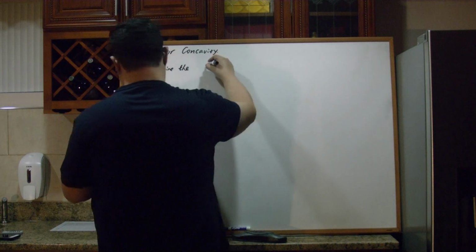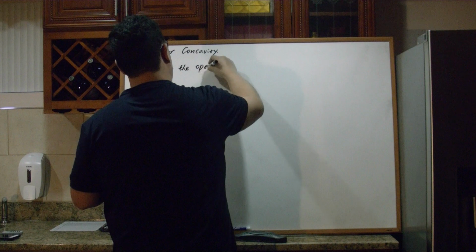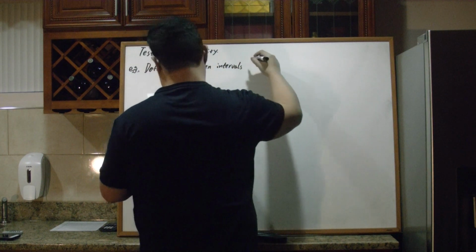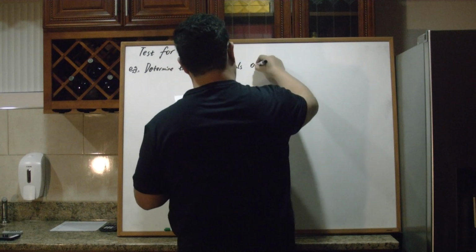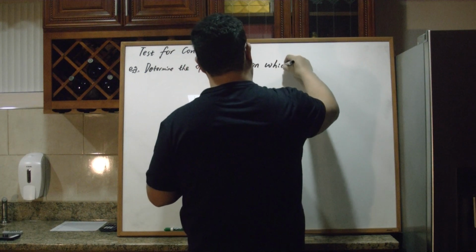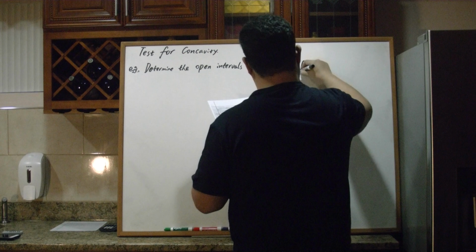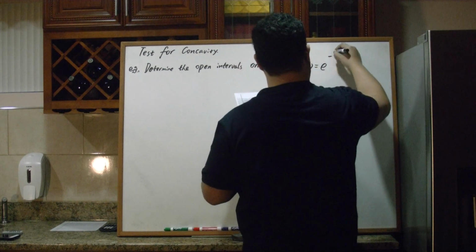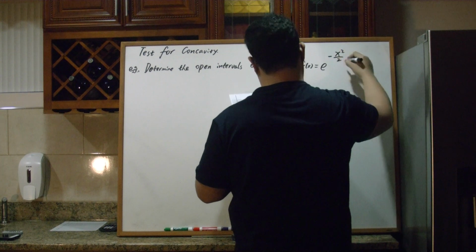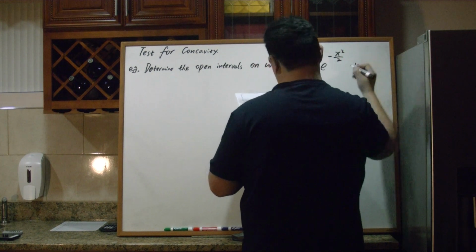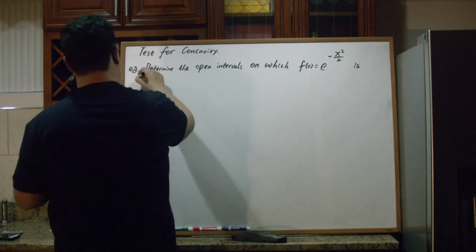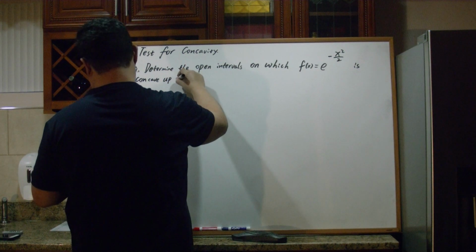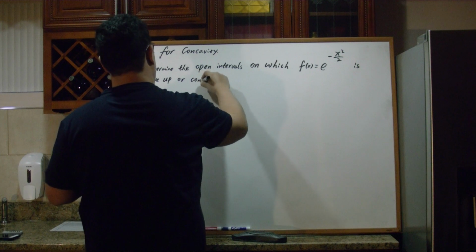Determine the open intervals on which f of x equals e to the negative x squared over 2 is concave up or concave down.